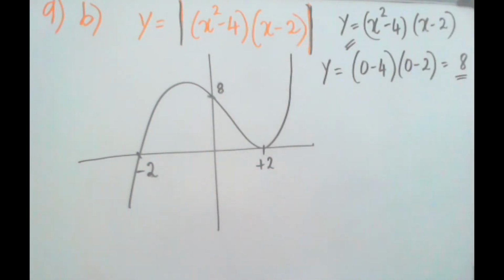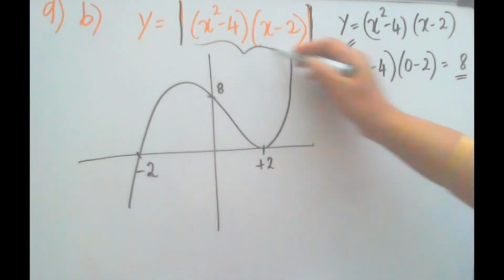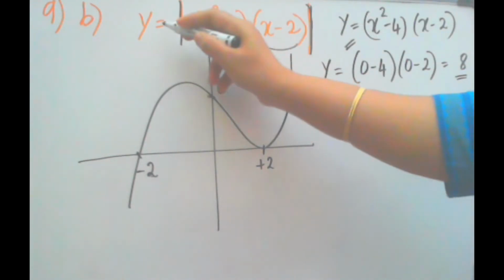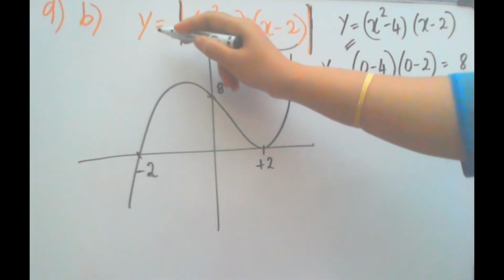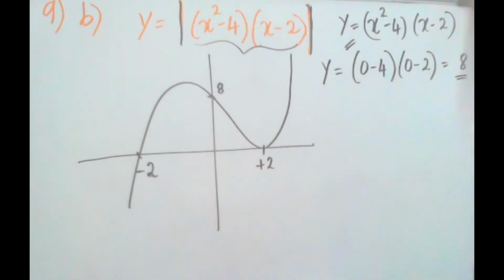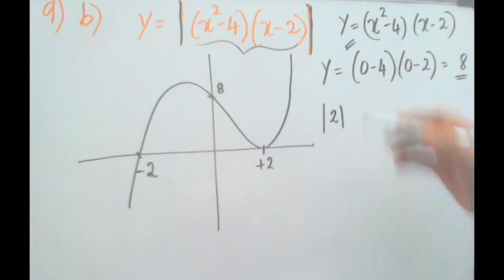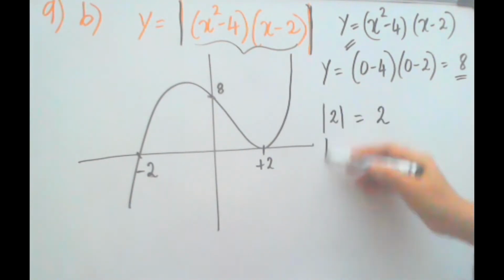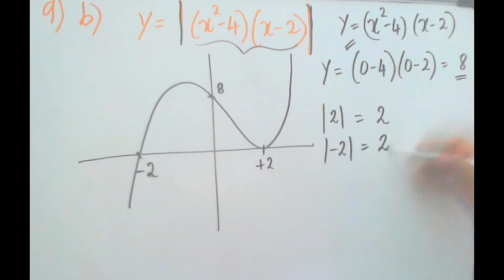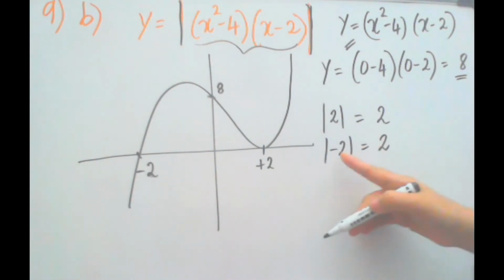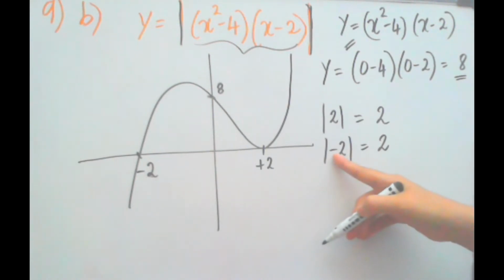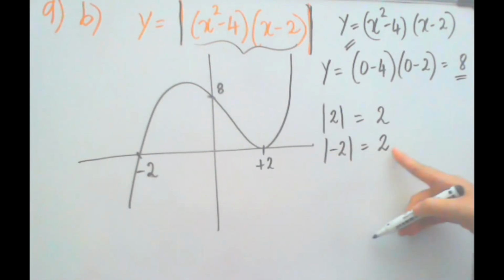Now let us come to the modulus graph. What do these two lines indicate? It indicates that even though this expression goes negative, we will not consider the negative sign, we will always show the y value as positive. For example, what is the value of modulus 2? It is 2. What is the value of modulus minus 2? It is also 2. So any expression between the modulus sign that is negative, we will not consider the sign, we will still show the magnitude only as positive.